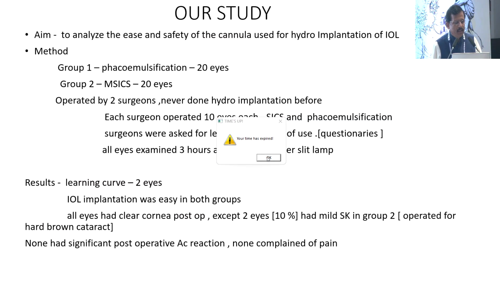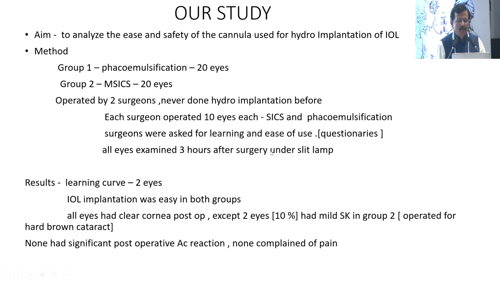We did a small study where they were divided into two groups. Group one had 20 eyes, and group two had 20 eyes. The first group underwent phacoemulsification, and the second group underwent MSICS. The learning curve was only 2 eyes, and IOL implantation was easy in both groups. These are the immediate post-operative images.